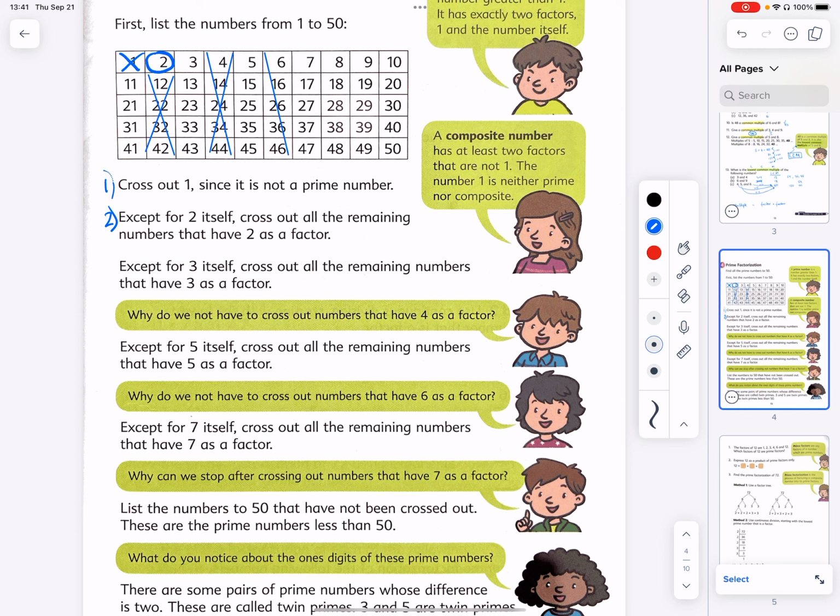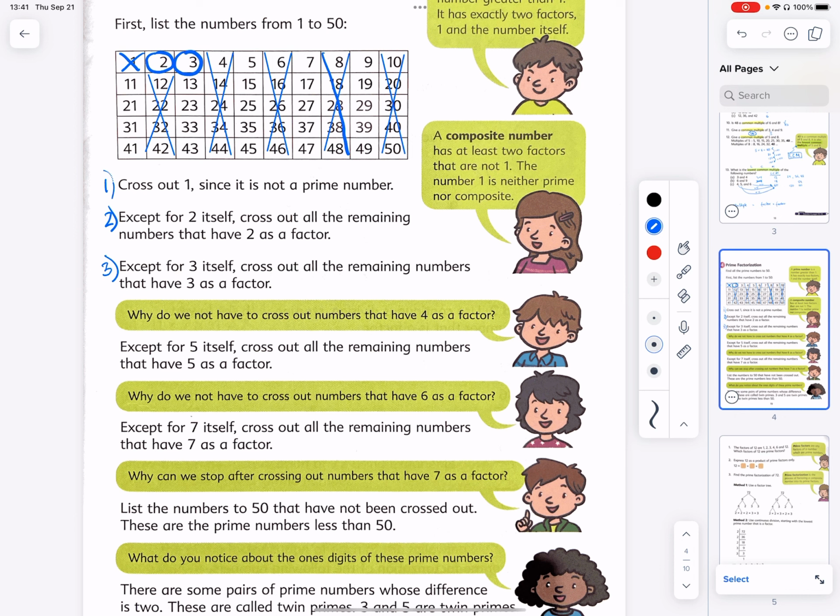All even numbers, cross out. Those are all the numbers that are divisible by 2. Next step of the algorithm, except for 3 itself, cross out all the remaining numbers that have 3 as a factor.